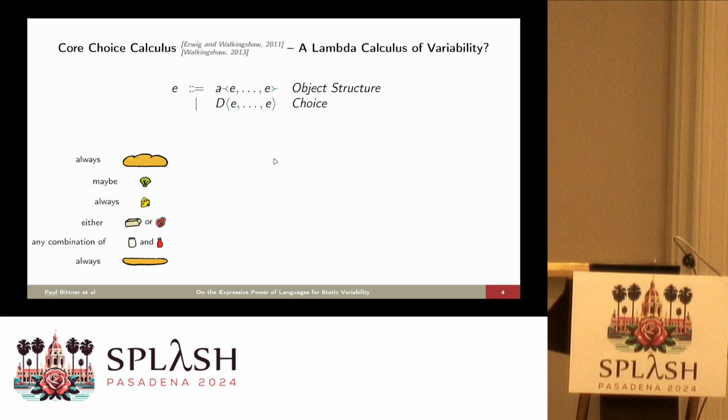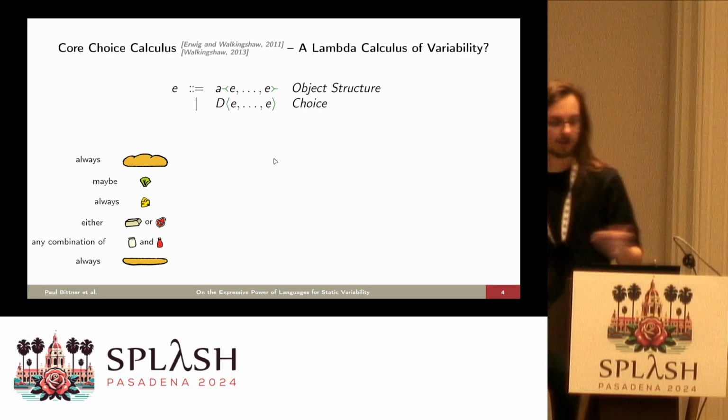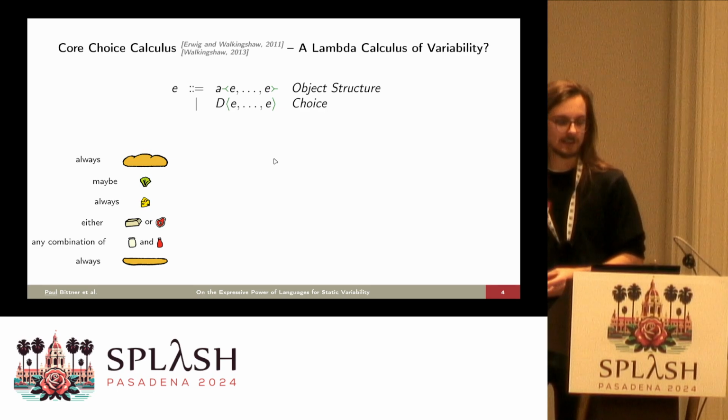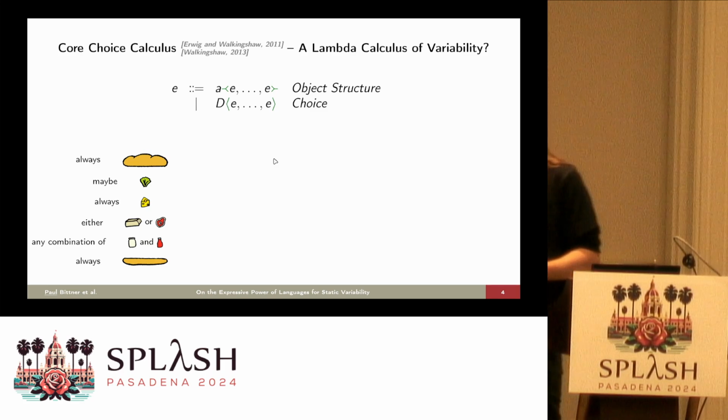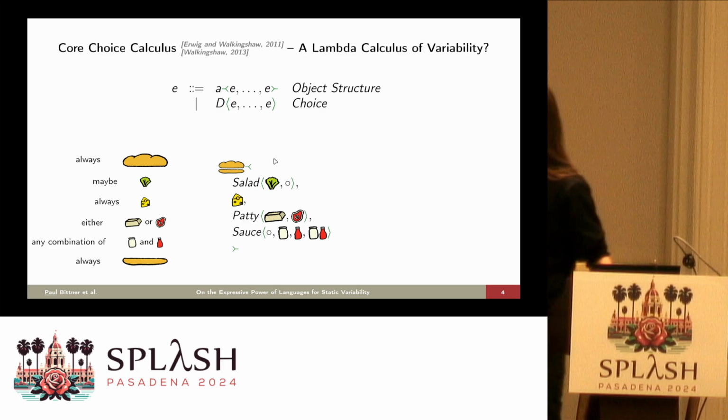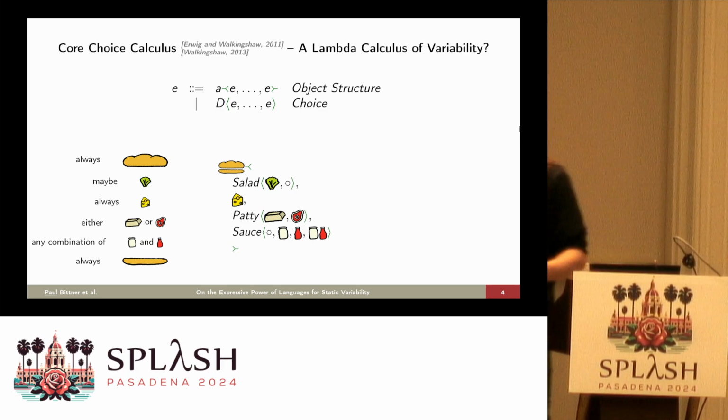So as an example, let's consider we want to encode a menu for sandwiches, where we always have bread, maybe salad, always cheese, either tofu or meat, and any combination of sauces. In choice calculus, we could write this down in this way. We have at the root of our expression the bread, and the bread has 4 children in this tree. We have a choice between salad or nothing, so we can say we have salad or we don't have salad. We always have cheese, so that's a data child with no children. We have a choice between the patty as being tofu or meat, and we can choose between any combination of sauces.